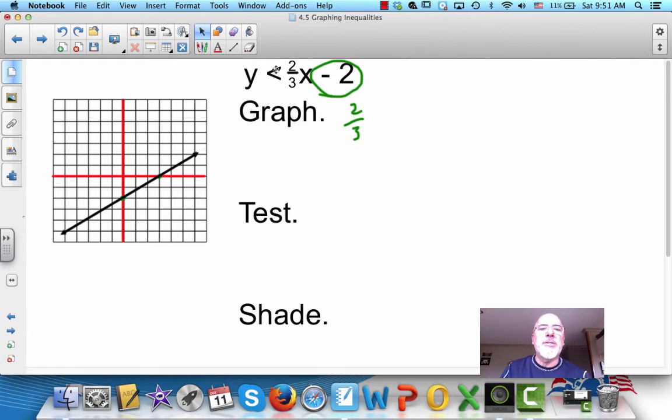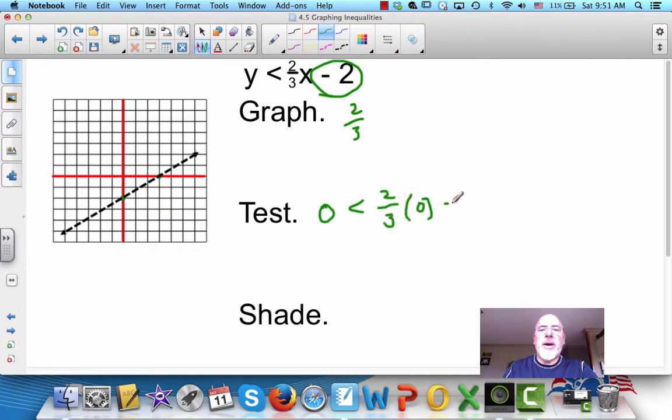What other thing do we know? Well, because this says y is less than, and it does not include "or equal to," that means that the line is going to be dashed because it does not include the solution. And then the next to last thing that we need to do is test. So let's come over here and we'll test 0, 0. And so we're going to go 0 for y is less than 2/3 times x, which is 0, minus 2. 0 is less than 0 minus 2. 0 is less than negative 2. Is that true? No, it's not true. 0 is not less than negative 2. So that means that we do not shade this side, we shade the opposite side.